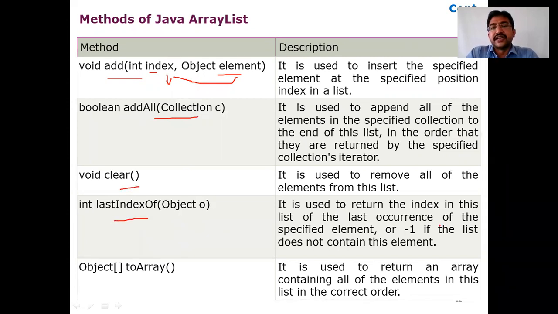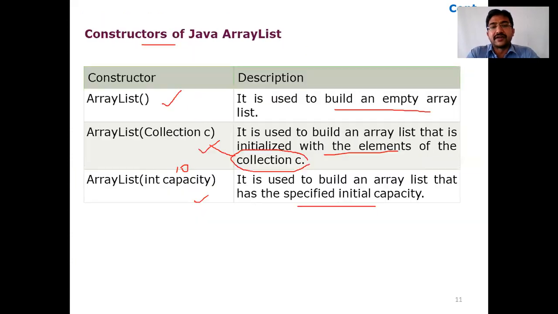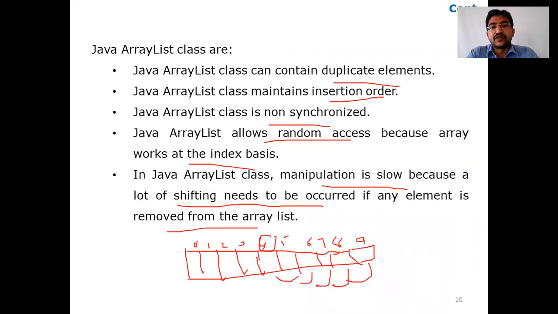lastIndexOf is used to access the elements, right? If you want to access the last index of an element, you can use this method. It returns the last index of the array element, or -1 if the list does not contain this element. Say for example, 10 elements are there. If you want to access the last index over here, it will access the 9. Like this, it's going to be accessed.